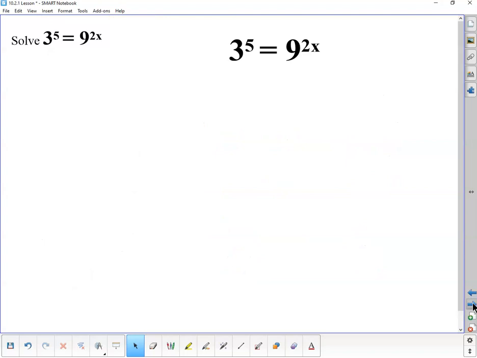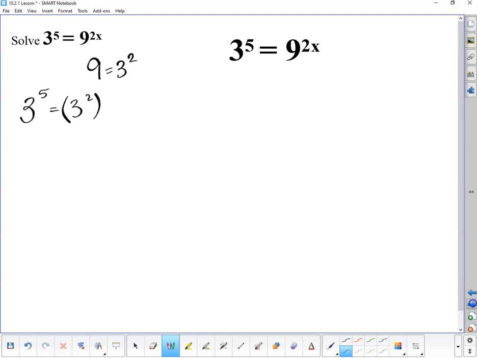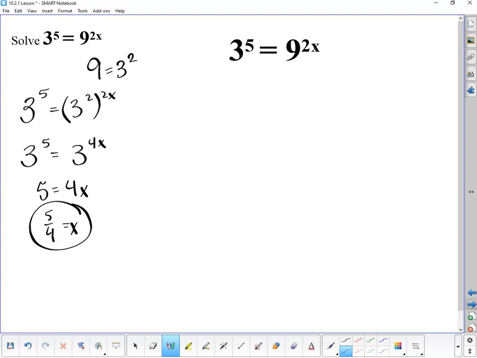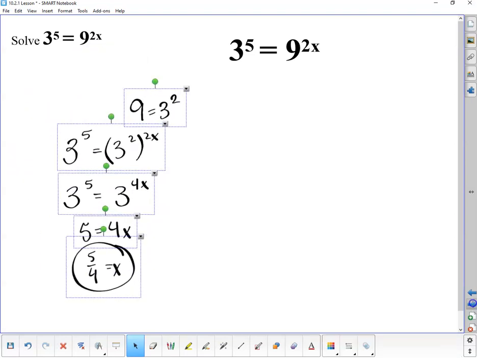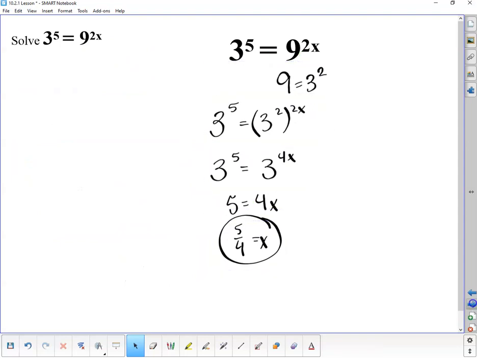Now, we're going to work at this the same kind of way. So solve this. So we know that 9 is equal to 3 squared. So we could say that 3 to the power of 5 is equal to 3 squared to the power of 2x, which means 3 to the power of 5 is equal to 3 to the power of 4x. So 5 is equal to 4x, so x is equal to 5 over 4. Yes, a little bit nutty, a little bit freaky, but it's all good. So that's how we rock that.